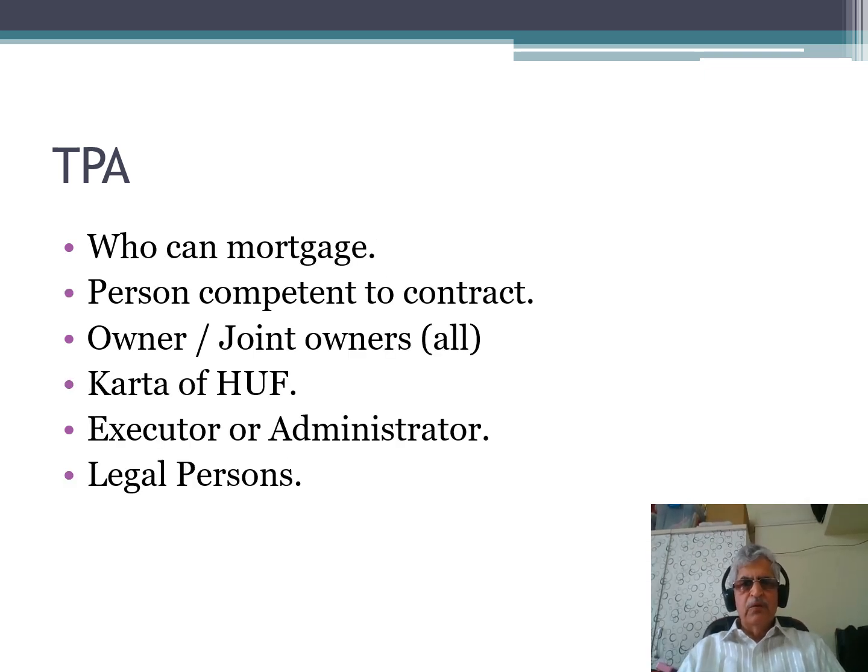We'll see who can mortgage the property. The person competent to contract, meaning an adult person, can mortgage the property, or the owner of the property can mortgage the property. If there are joint holders, meaning the property belonging to two or three persons, then all should be engaged in mortgaging that property. Then the Karta of HUF can mortgage the own property.